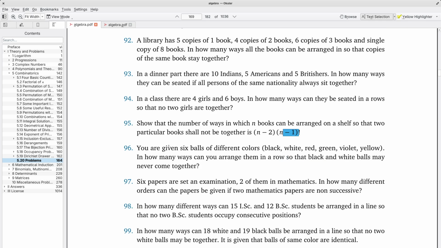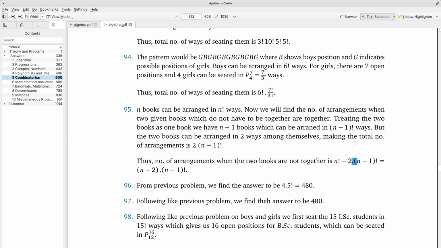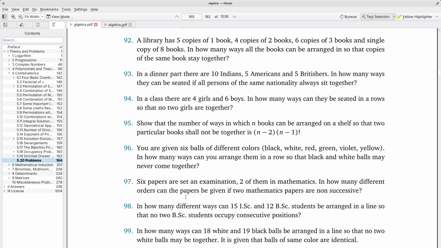Question 96 says that you are given 6 balls of different colors. In how many ways can you arrange them so that black and white balls may never come together? This question is exactly like 95. So we substitute n is equal to 6. So we have got 4 multiplied by 5 factorial, that is 480.